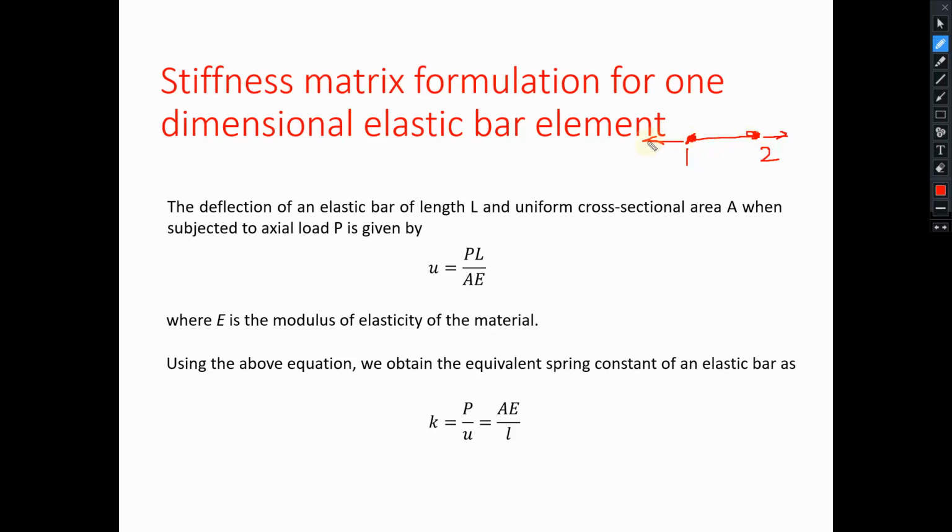And also the force is acting only in one direction. Force is acting, suppose F1 and F2 are the forces. These forces are acting along the x direction. So this is the x direction. And the displacements are also acting in the x direction. So we assume that there are no forces acting in the upward direction.